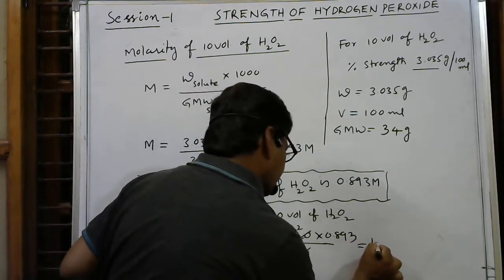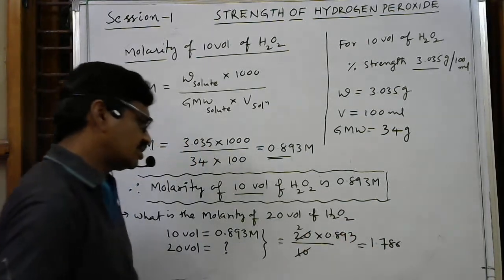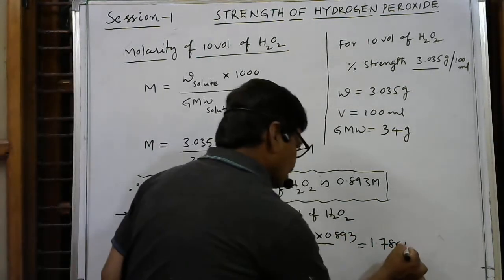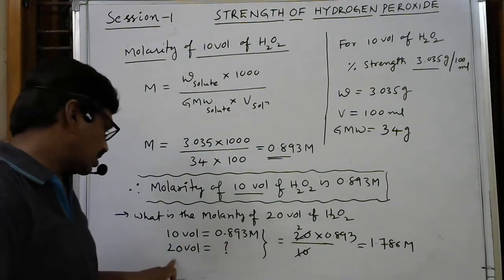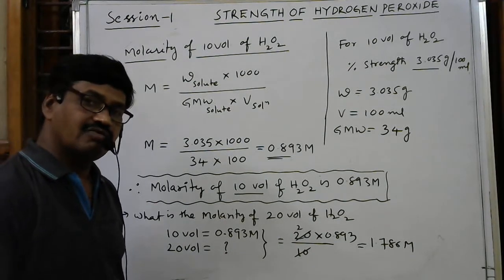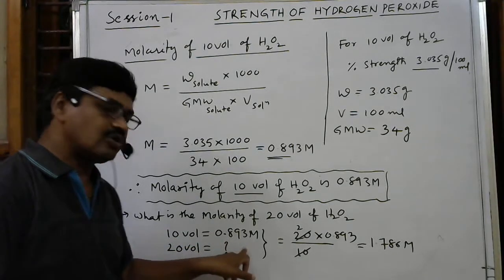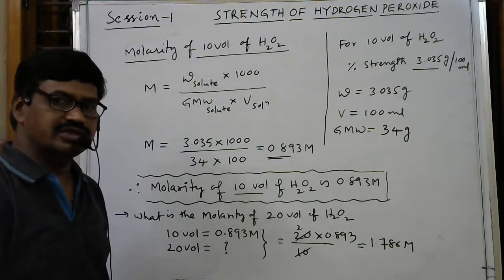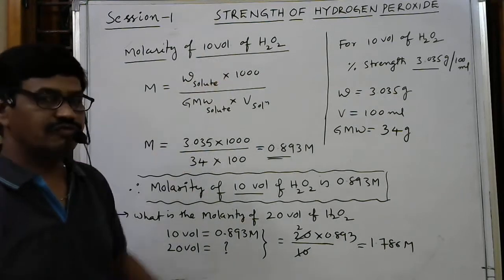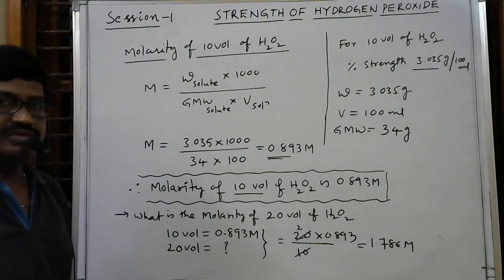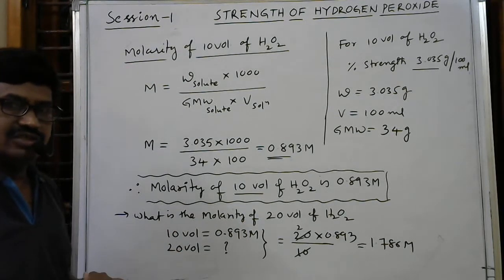So how much is it? For 20 volumes, it is 1.786. 2 threes are 6, 2 nines are 18, 1 2 8 is 16, 17. It is 1.786 molarity. Similarly for 30 volumes, 10 volumes equal to 0.893, 30 volumes equal to how much? For example, if they ask 1.8 volumes, 10 volumes equal to 0.893, 1.8 volumes equal to how much? Like that, you just have to do cross multiplication. So this is an important thing for molarity: molarity of 10 volumes of hydrogen peroxide. If you want to take this down, you can pause the video and write.